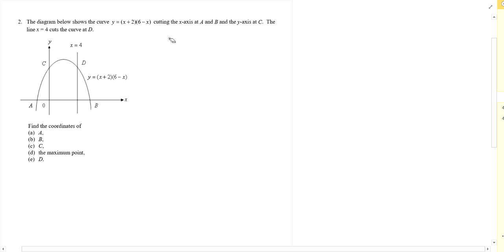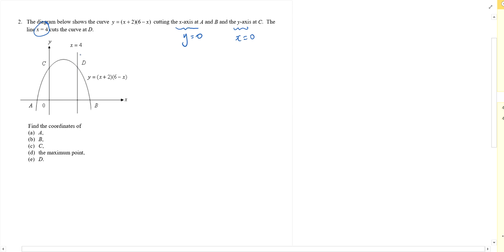the graph shown. Okay, so it cuts the x-axis at A and B. This means that y equals 0. And it cuts the y-axis at C, telling us that this is when x equals 0. And then we also have another line, x equals 4. This is a vertical line over here, cutting the graph at point D.